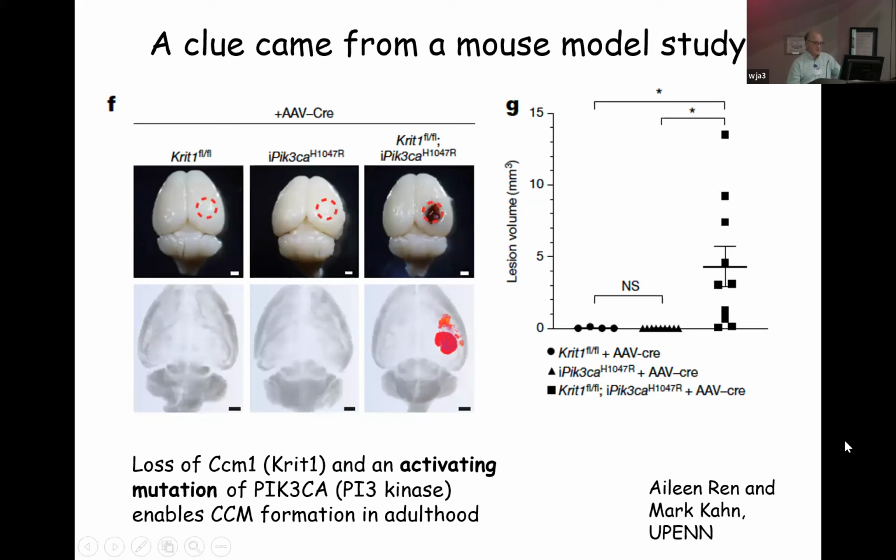Another clue came from a mouse model study by Eileen Wren and Mark Kahn. Again, this is trying to knock out the gene in adulthood, and as I've told you, you don't see any lesions here. But if they injected a recombinant adenovirus with an activating PI3 kinase mutation, there are three or four common activating PI3 kinase mutations, at a very specific point in the adult when they knocked out the genes, it's the same genotype here, you get this super aggressive lesion. And you can see here the statistics. So they said it's like a synergy between a loss of one growth-suppressing gene and an activation of a growth-enhancing gene.